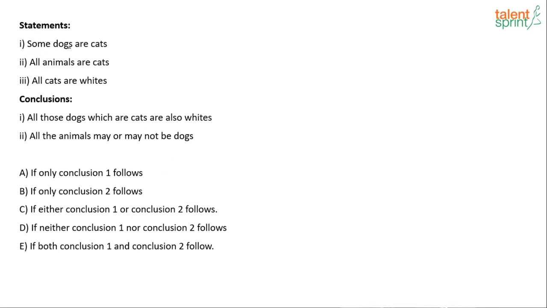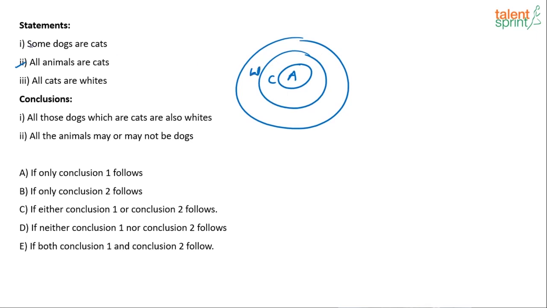The statements here are: some dogs are cats, all animals are cats, all cats are whites. Right? So some dogs are cats, all animals are cats, all cats are whites. So I think we better start with, of course we have to draw the basic diagram, but better start with statement number 2 first. All animals are cats. All cats are whites. And some dogs are cats. Some dogs are cats. We can say some dogs are cats in this way, right? Or if you want it so this is the basic diagram.